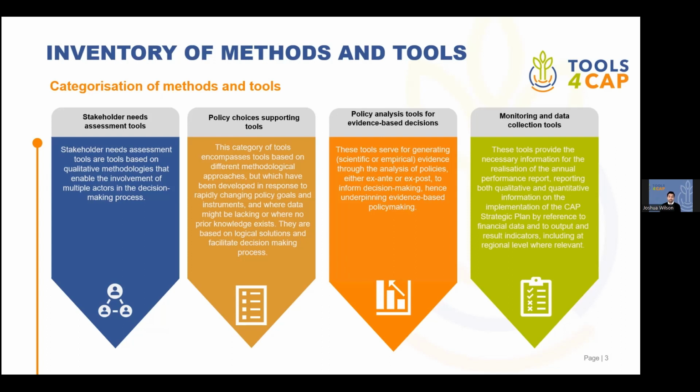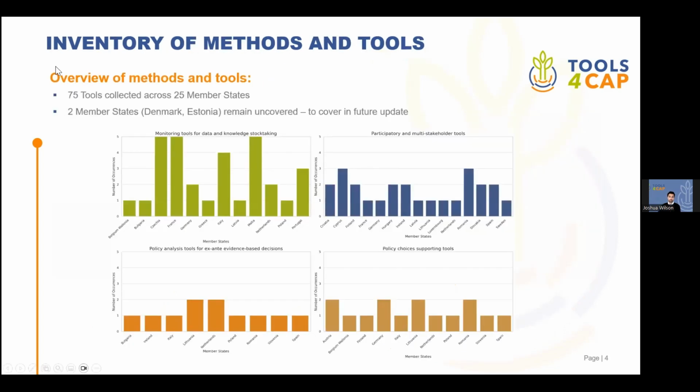It's also important to note that for the purposes of the inventory, each of these four categories of tools are further divided into subcategories, which will be explored in detail during the working groups. Here, we just have a brief overview of the current state of the inventory for each category. This paints a bit of a picture as to where we currently stand. Each bar here represents the number of tools in the inventory used by, I should say, so far, we've compiled a total of 75 tools across 25 member states. Unfortunately, we're still missing Denmark and Estonia, but these will, of course, be covered in a future update.